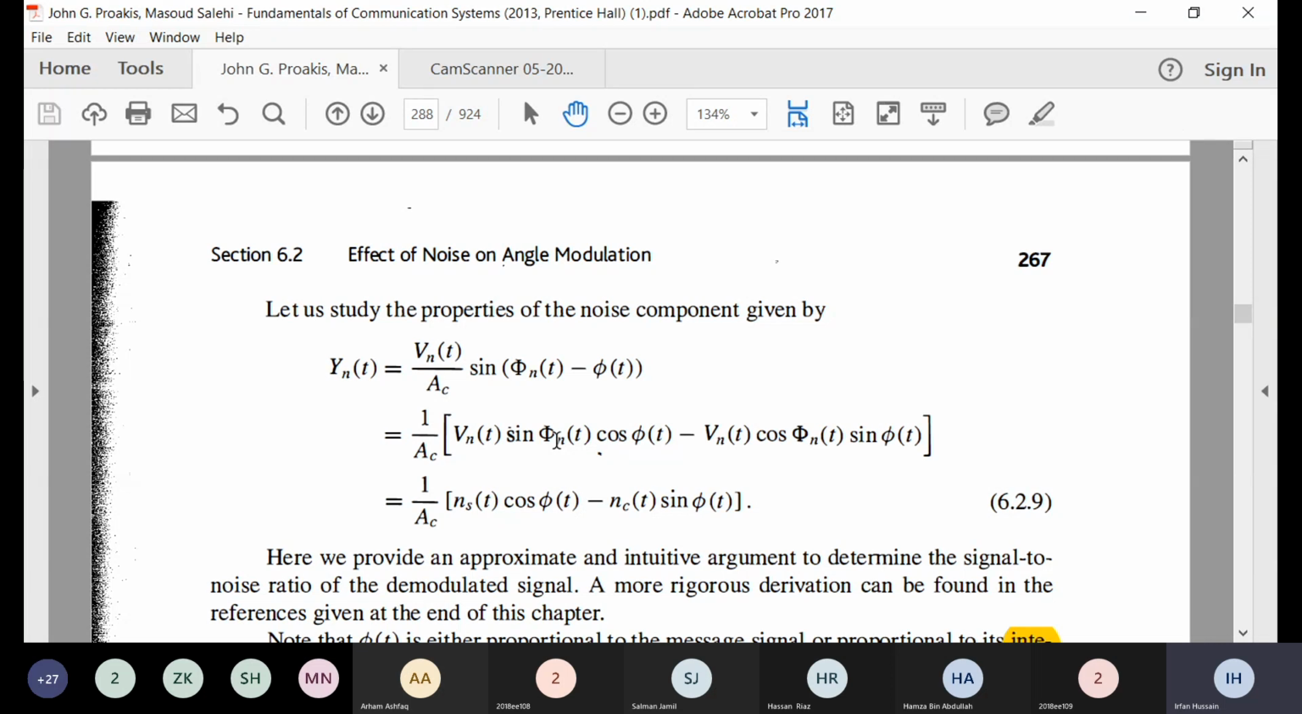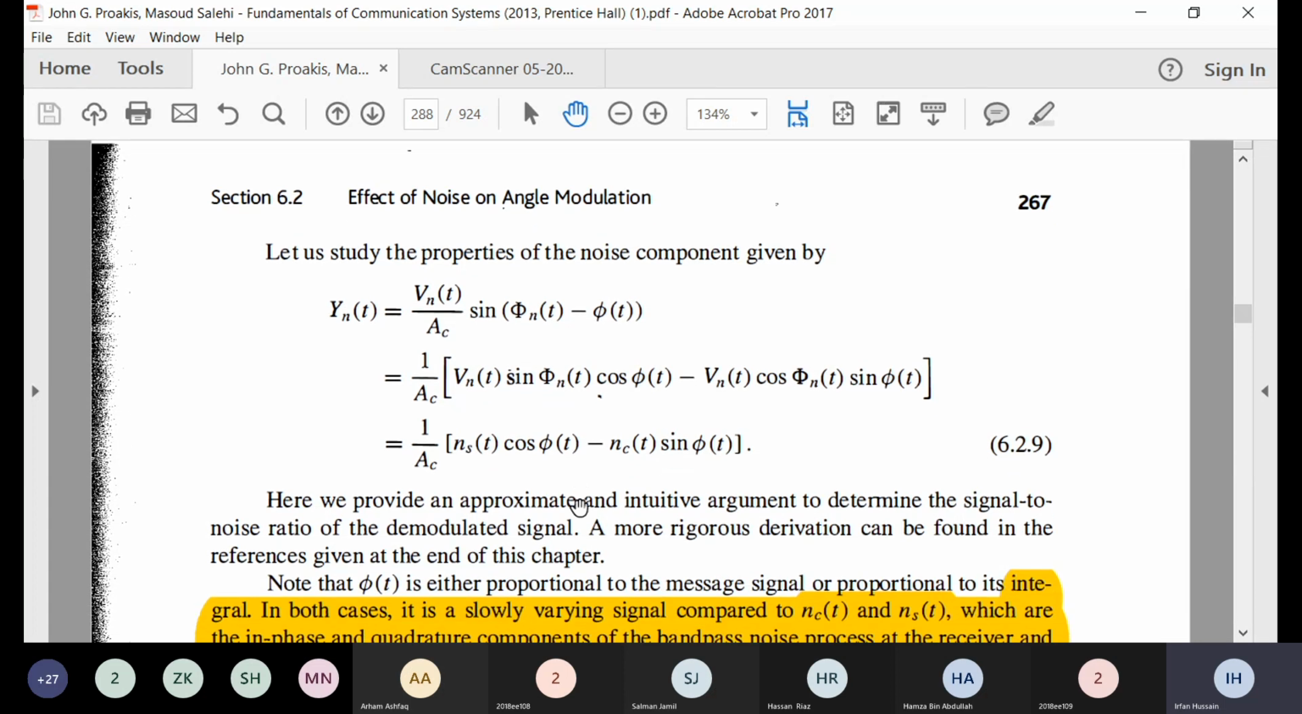Alright, so this will become the quadrature component of the noise. I have taken the envelope, multiplied it with the cosine part of the noise phase. This is the in-phase, NFS, NFC, sorry. This is NFC and this will be NFS. So I can write this NFS, this will be NFC.